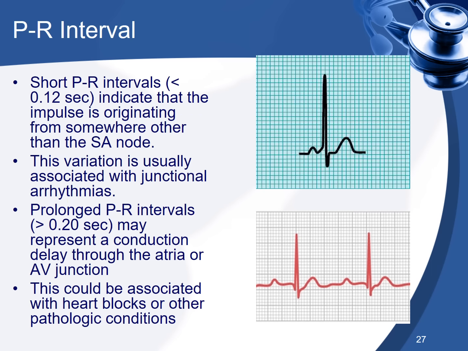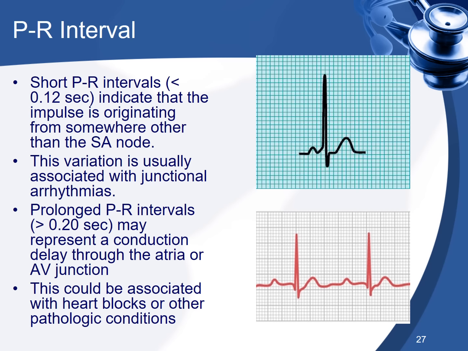Let's take a look. We may see a shorter PR interval. The impulse may not be generating from the SA node, or your heart rate might be too fast and is causing a shortening of your intervals. If you look at the top picture, that is a short interval, short PR interval. It's 0.010, I believe.